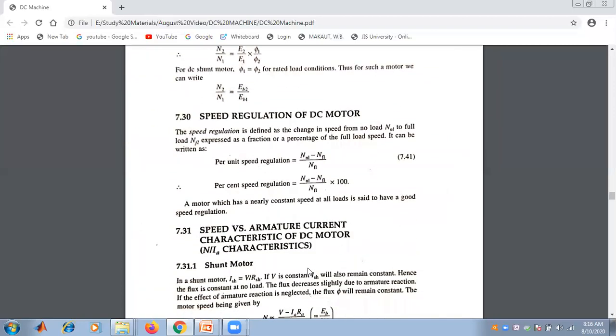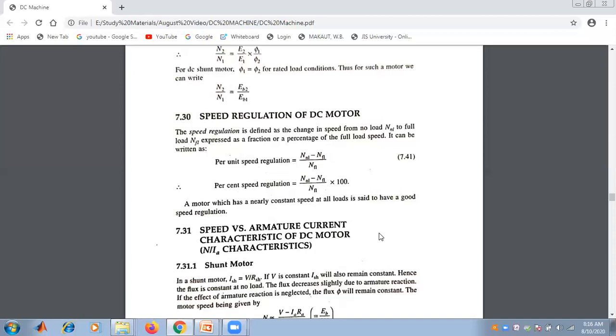So the another part is called the speed regulation of the DC motor. The speed regulation is defined as the change in speed from no load, that is N suffix NL, to full load, that is N suffix FL, and it is expressed as a fraction of full load speed. The per unit speed regulation is N_NL minus N_FL by N_FL. So the percentage speed regulation is obtained by multiplying this equation by 100.